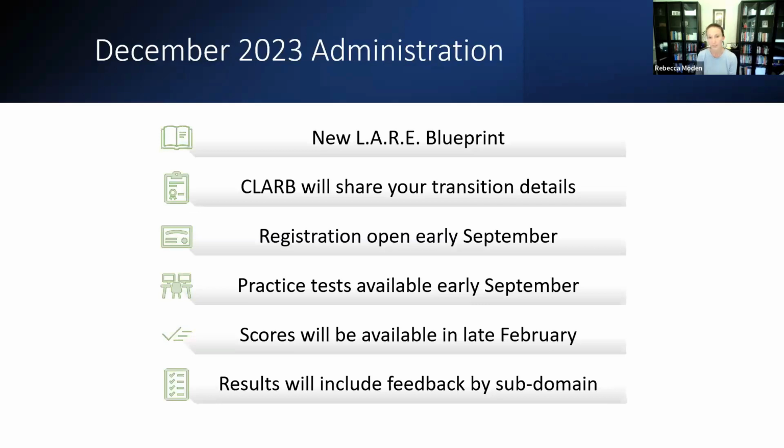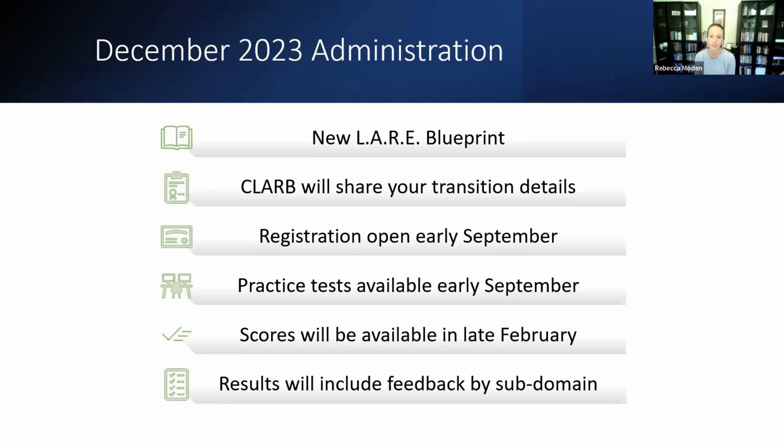For the December admin, this is the first administration of our new blueprint. So make sure that you check your transition and what you need to take before you move forward. We will share your transition details online, so you'll be able to see your progress and where you're at and what you have left. Registration will open in early September. We will be releasing practice tests for the new blueprint as well, and those will be available in early September also. Scores for this administration will be slightly delayed. They'll be available in late February.